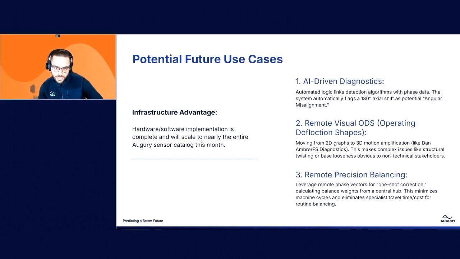The second option here, like I mentioned, there is ODS. This is a real thing. But the idea, somebody like a Dan Ombre from Full Spectrum Diagnostics, he mentioned about 10 years ago, envisioning for the remote application, even if we only have 4 bearings that have this phase, being able to show live animations of the platform. This is my dream here in the future.